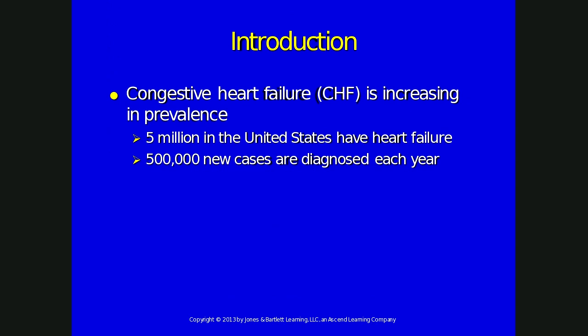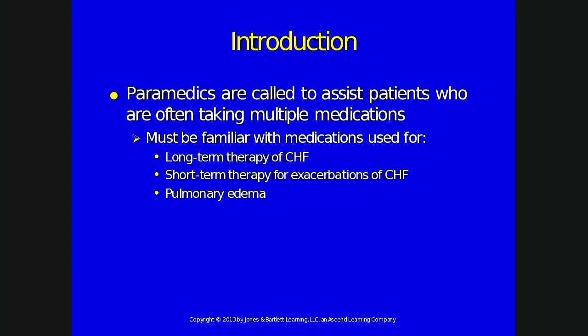So to start, some statistics for you. Congestive heart failure is increasing in prevalence, and at the time that this book was printed, there were roughly 5 million cases in the United States of heart failure, and roughly 500,000 new cases are diagnosed each year. Those numbers have climbed since the publication of this book.